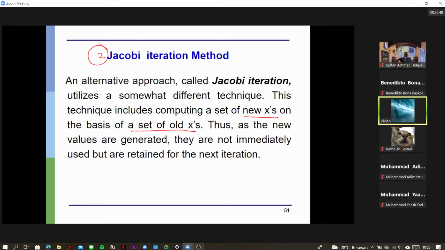So what is the meaning? As the new values are generated, they are not immediately used in the same iteration, but they are just retained, or saved in the memory, to be used for the next iteration. So this is the difference between Jacobian and Gauss-Seidel.